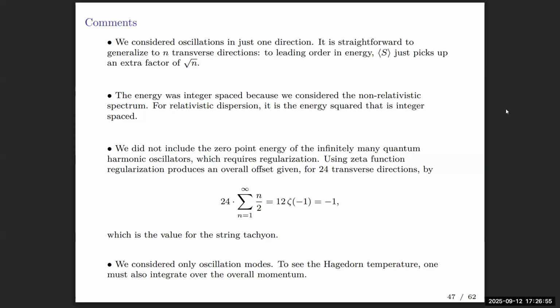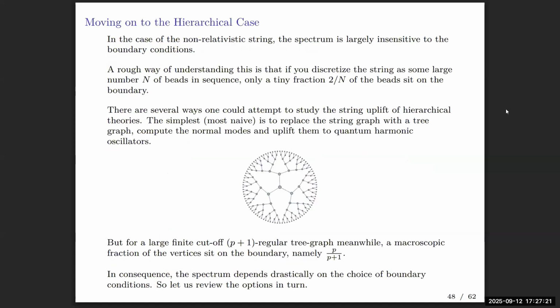And then there's this comment about the zero-point energy. Really, you should include this factor of 1/2 for all the oscillators, and of course that's divergent. Incidentally, though, if you regulate it with theta function regularization, and you have this factor of 24 from the 24 transverse dimensions in bosonic string theory, you actually do get precisely -1. That's to say the offset you have for the tachyon, right? That you have one tachyon and then a massless state and so on in string theory. So those are some comments.